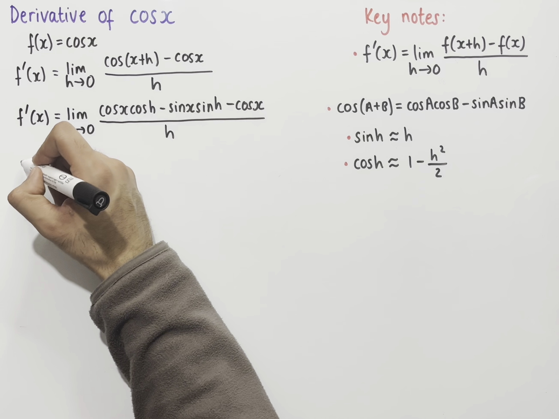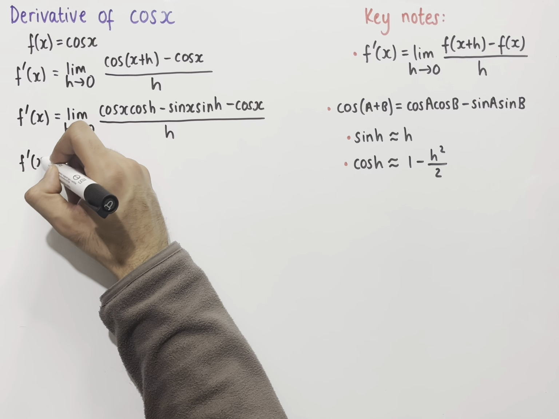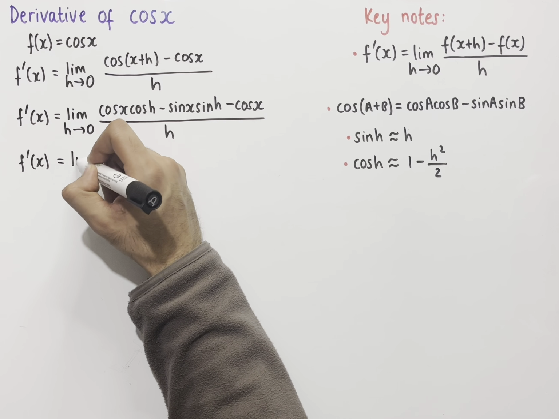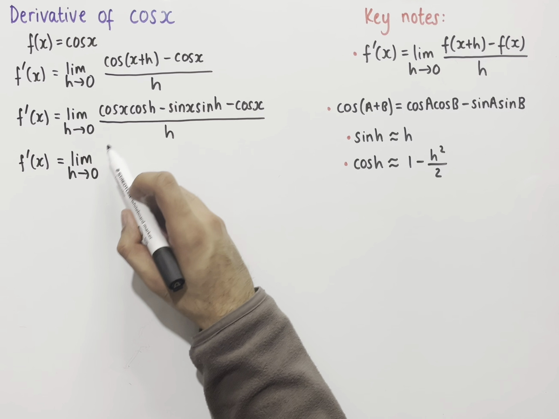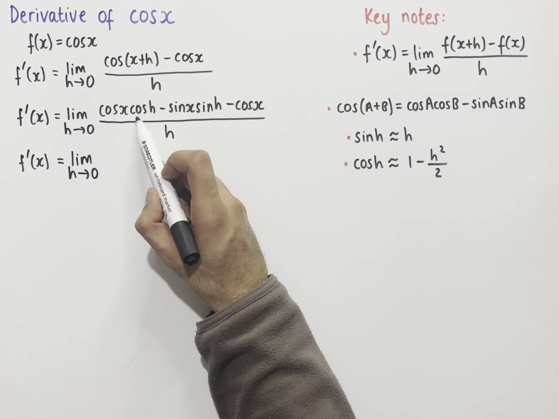We can now write f dash of x, which equals the limit as h tends to 0. And now we'll split this fraction into two separate fractions. We'll rewrite this as cos x cos h. And now putting this last term in front, we have minus cos x all over h. And then we can write minus sin x sin h all over h.